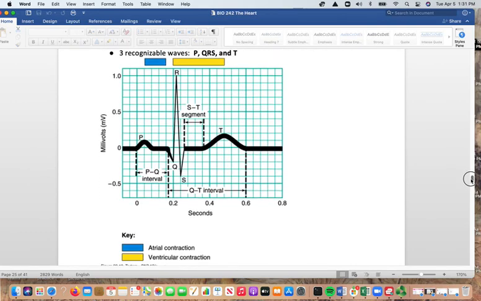So the area in blue is going to be during atrial contraction. The area in yellow is what's going on during ventricular contraction. So you can see we've got the P, QRS, and the T wave, and then we have segments in between. So the PQ interval, we can have the QT interval or the ST segment.